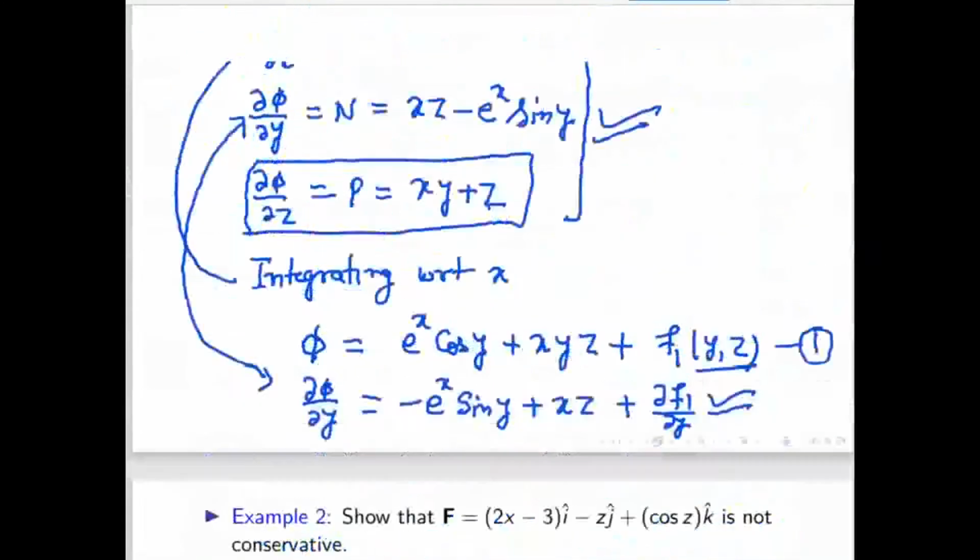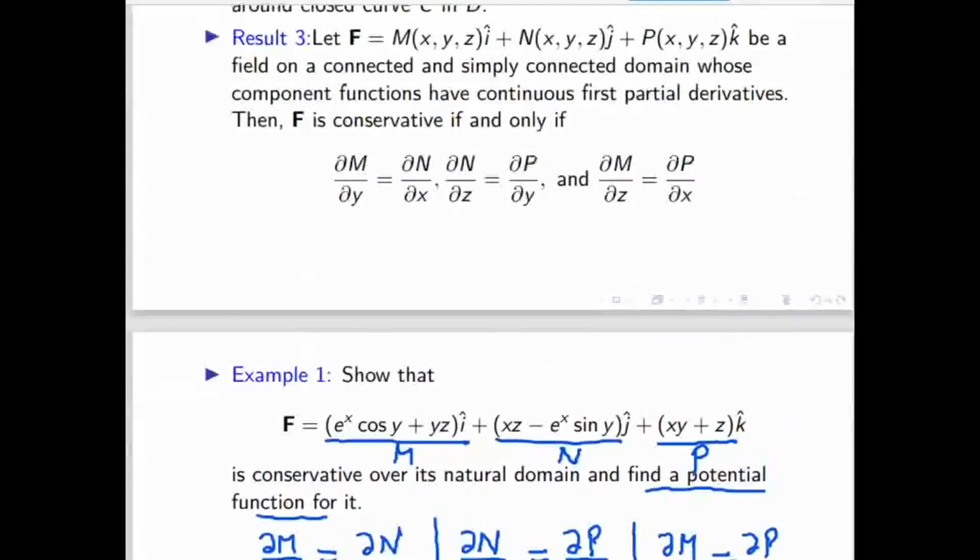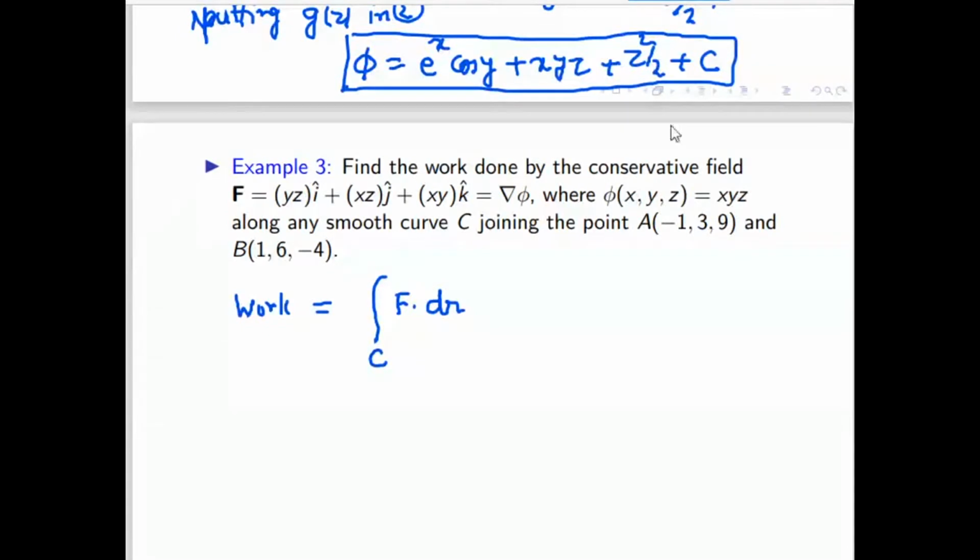So this f is the conservative field and phi is the potential function. Like if you have this sin x, suppose this is f, it will give some minus. Yes, sir.